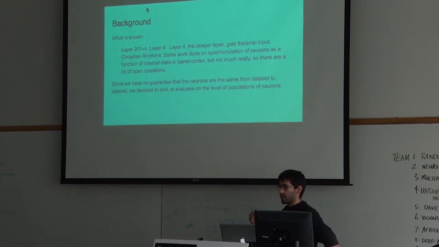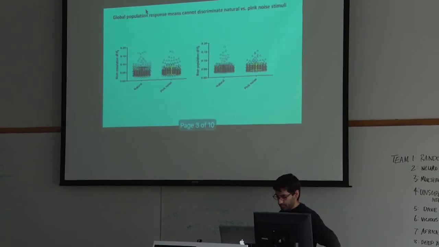Unlike the last group, since we had no guarantee that the neurons are the same from data set to data set, we were worried about making claims at the individual neuron level, so we decided to look at analyses on the level of populations of neurons.